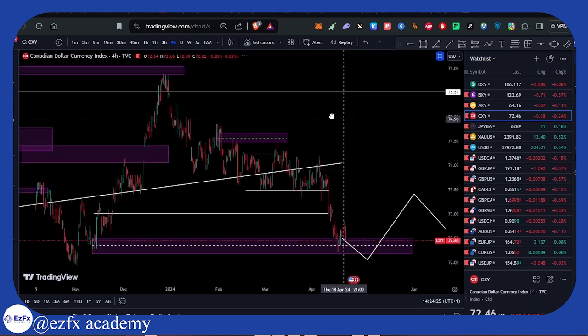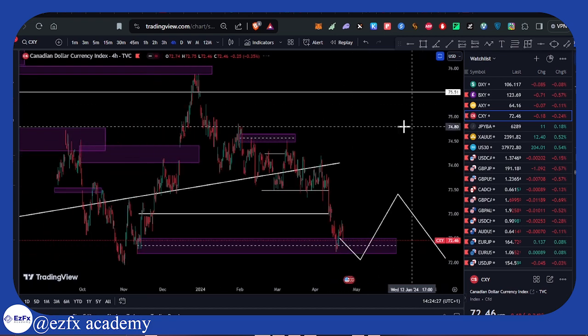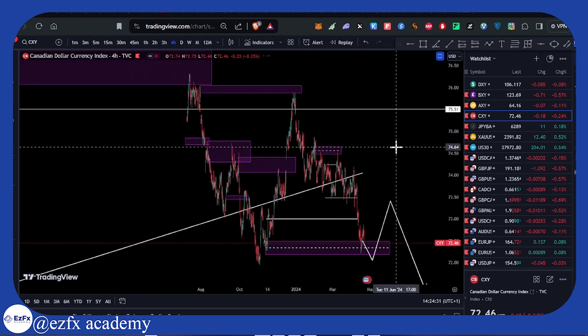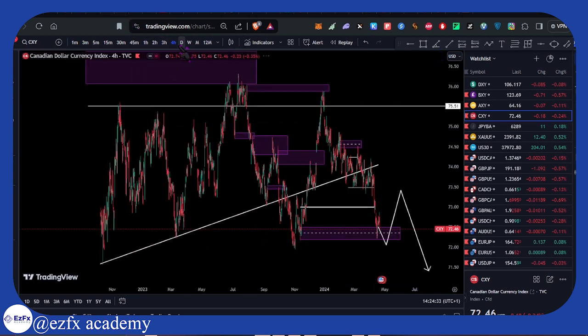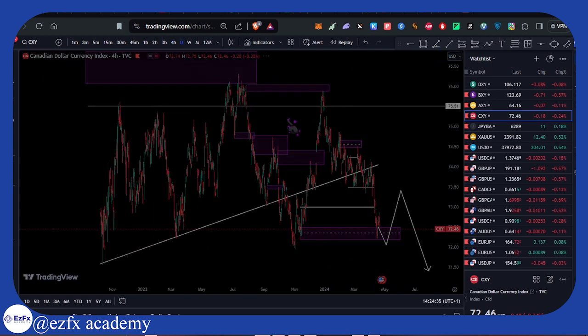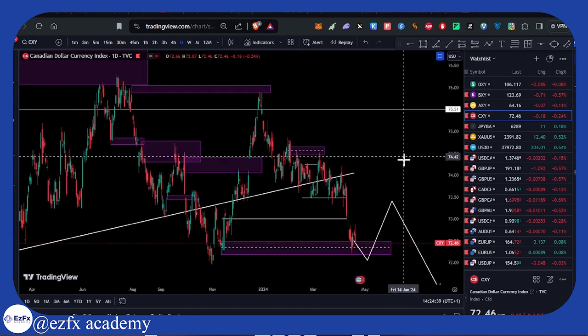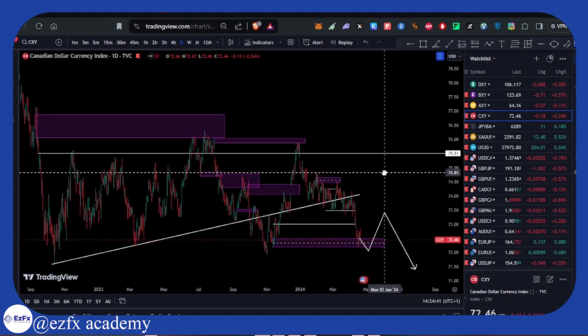Next up, let's look at CXY quickly, the Canadian dollar currency index, and currently my overall bias would be bearish. Let me just go up to the daily time frame to show us this. Give me a minute here. So my overall bias would be bearish on this. However, I want to be watchful for one or two things.